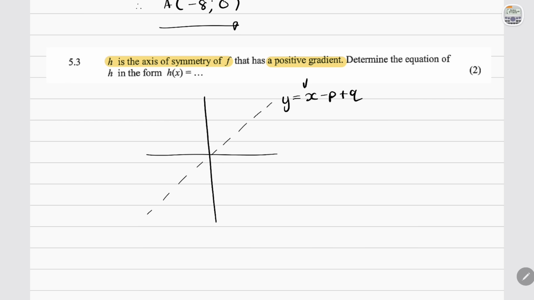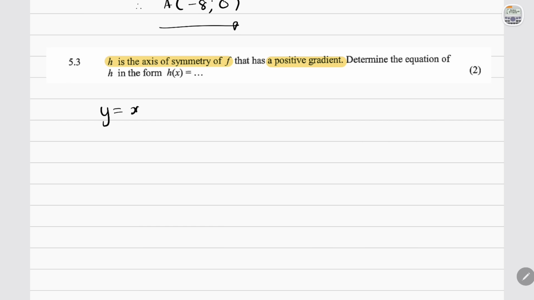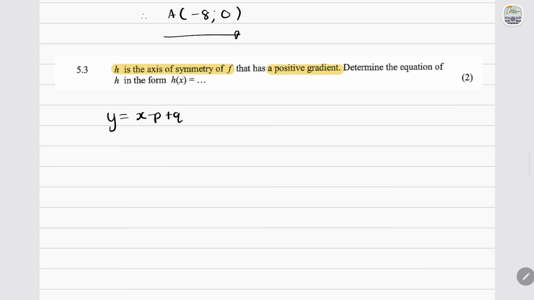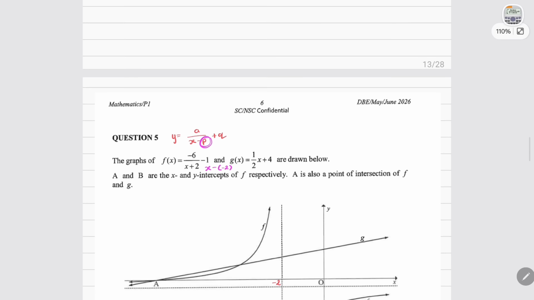Okay, the gradient is the number in front of x. So y equals mx plus c. So that number. So this is all we need. y equals x minus p plus q. So you need to know your p and your q value. And we actually have that here.